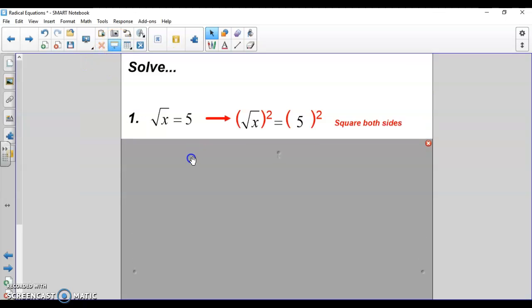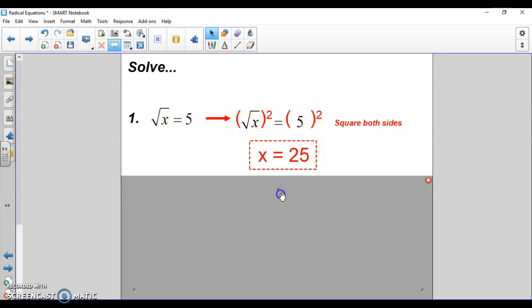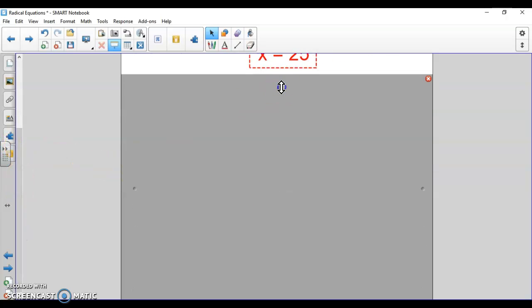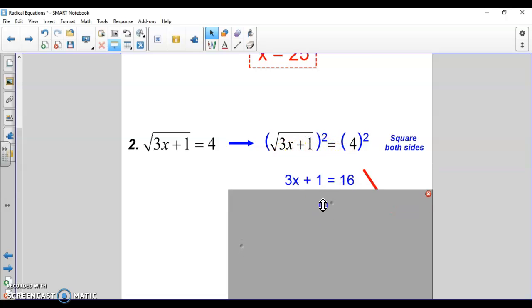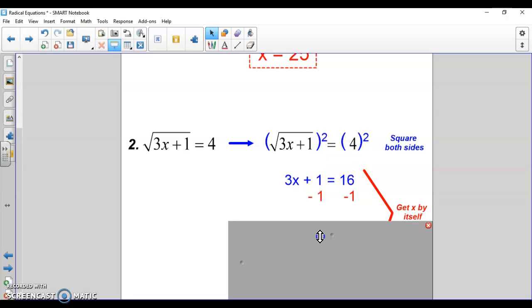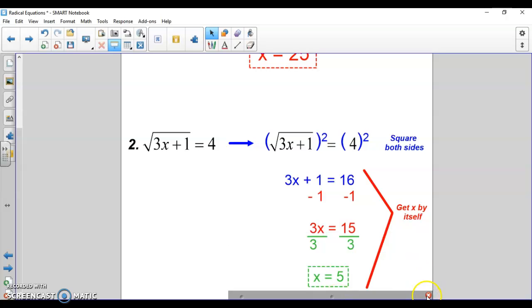First one, very basic. We have square root of x equals 5. You literally just square both sides. X equals 25. Just make sure you square it. That's all. Second one, nothing crazy as well. The radical is already by itself, so we're okay there. We have square root of 3x plus 1 equals 4. Radical is by itself, so you just square both sides. All that does is undo the square, so whatever's inside the square root just comes out. So it's 3x plus 1, and then it equals 16. Make sure you square that 4 to get 16. Subtract 1, divide by 3, we get x equals 5.